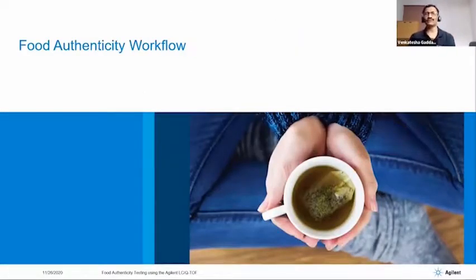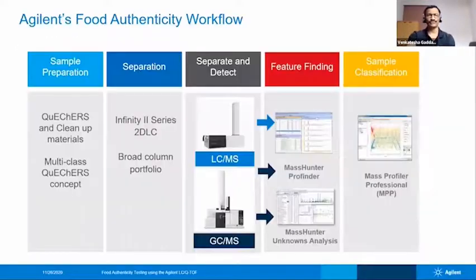Okay, we have the Q-TOF ready, and let's see how the step-by-step analysis has to be done to make sure that we get the solution which we are looking for. In order to do that, the Agilent food workflow has a couple of steps.